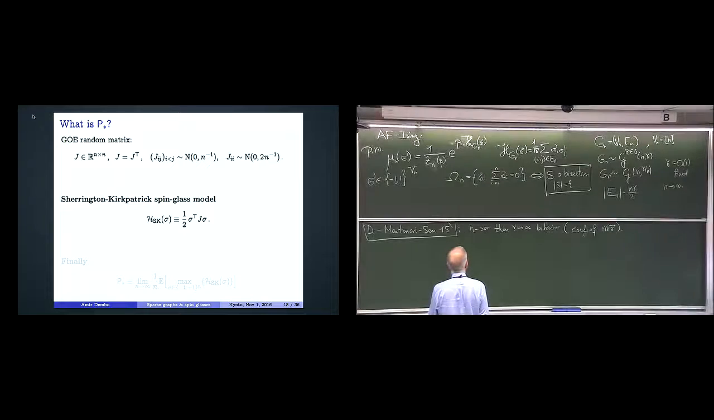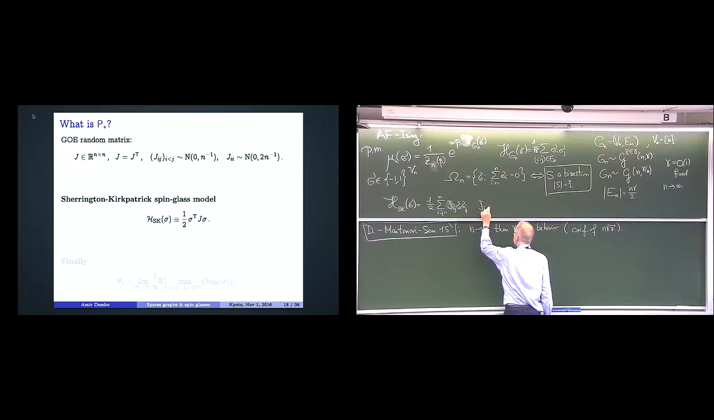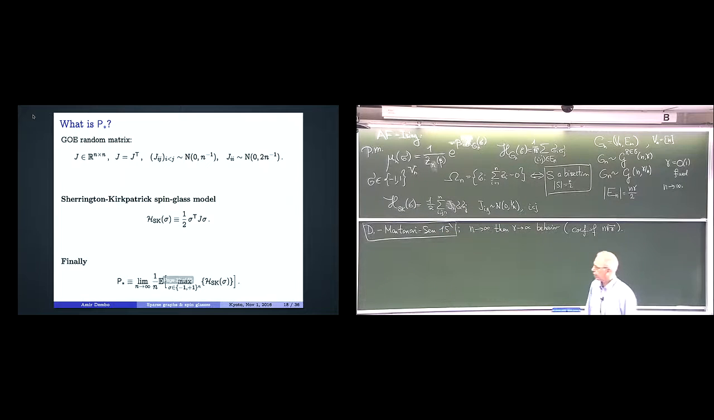Okay, so what we are doing, we are looking at a problem like that, except that instead of the Hamiltonian of the Ising model on the graph, now we have a Hamiltonian over the complete graph, so I will write it. We have H_SK of sigma, which is 1 over 2 sum sigma sum, and we can calculate the free energy.